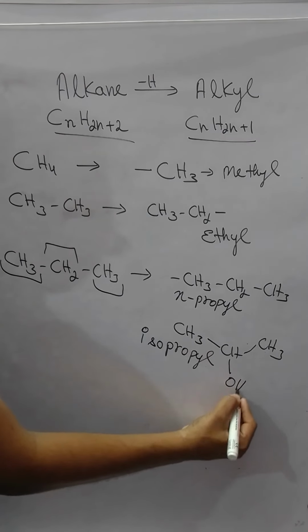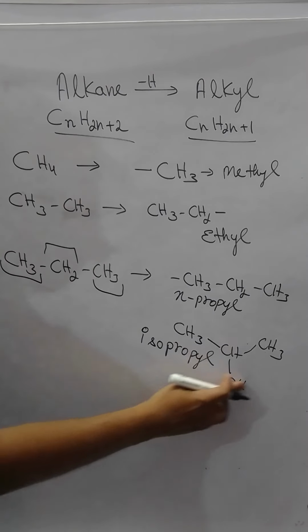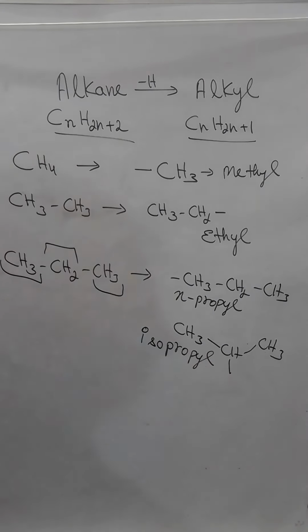Okay, if I put an OH over here, then it is called isopropyl alcohol, sanitizer, coronavirus. Okay, so this is isopropyl. Any other alkyl groups possible? No, no other propyl groups are possible because there are only two types of carbon atom over here.